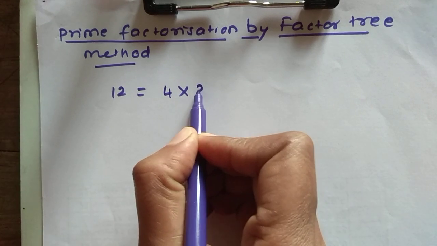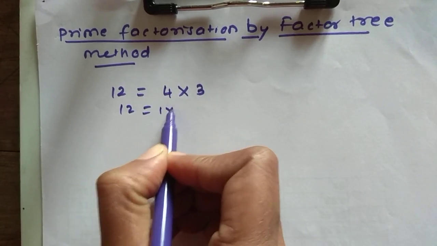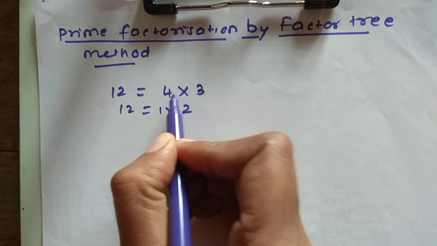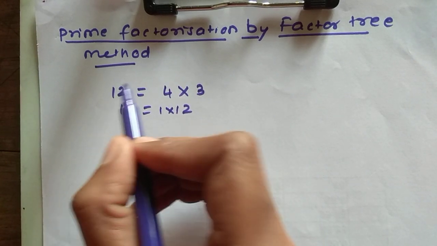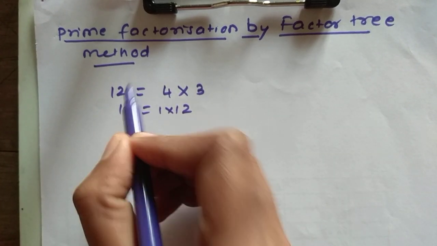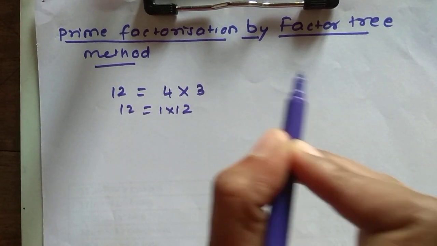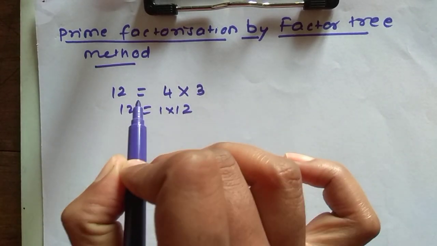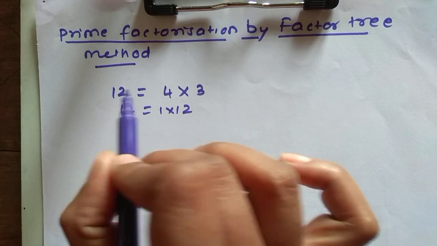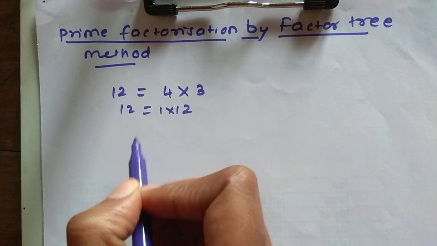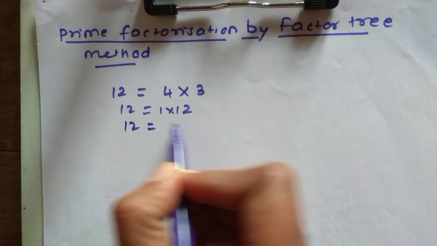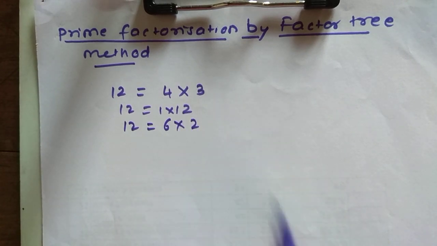So I can write 4 times 3 is 12, or 1 times 12 is 12. Here 4 and 3 are called factors of 12. It means if we divide 12 by 4 and 3, we get remainder 0. There will be no remainder. Only then can we say that 4 and 3 are factors of 12. Like that you can have many factors of 12, such as 6 times 2 is 12, and so on.